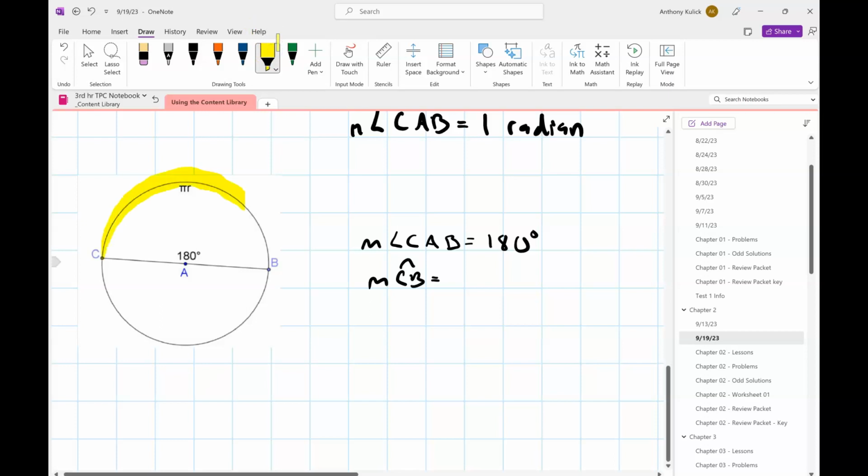So like how far is it like that? Well, I'm asking for the distance though. So yeah, we measured arcs with degrees in geometry. I'm asking for the distance, so the measure of it, the arc length.